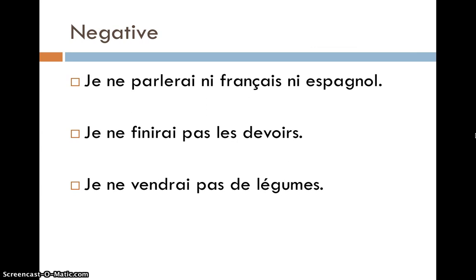Similarly, to make it negative, we just add our negative expressions around the verb like we would with the present tense. Je ne parlerai ni français ni espagnol. Je ne finirai pas les devoirs. Je ne vendrai pas de légumes.